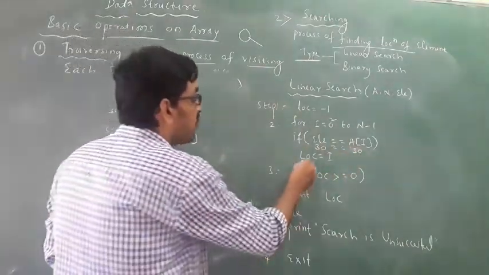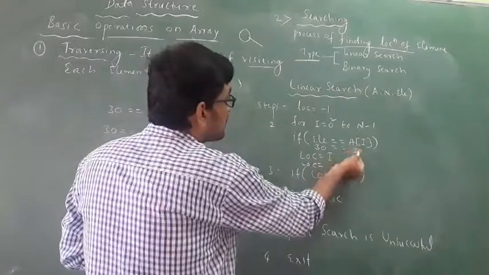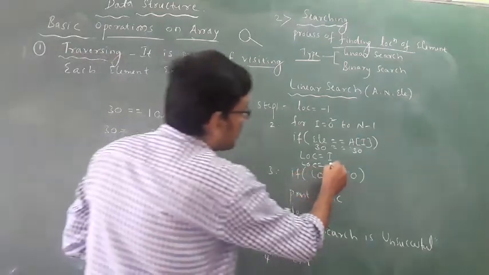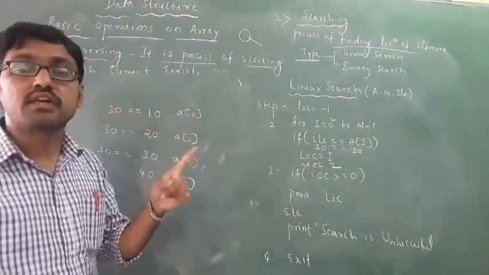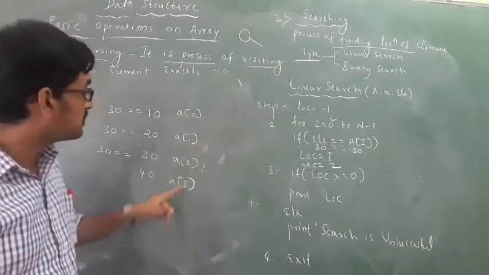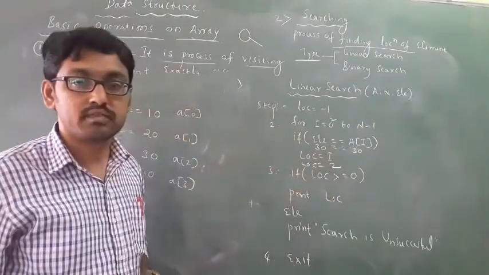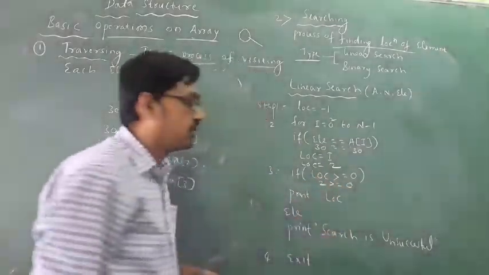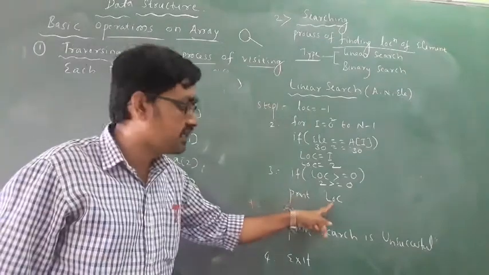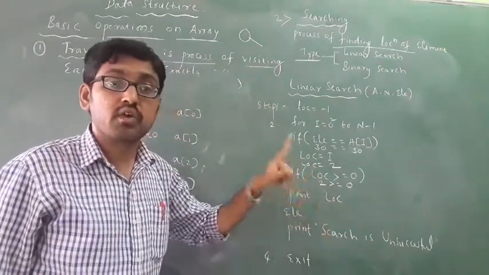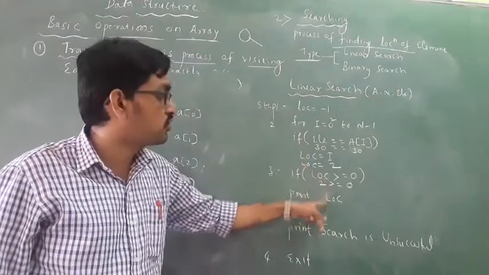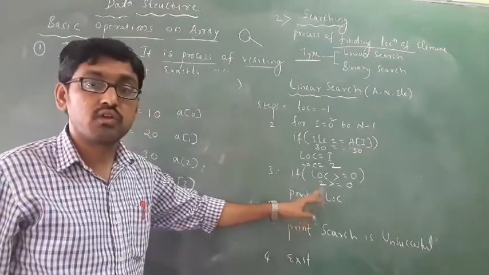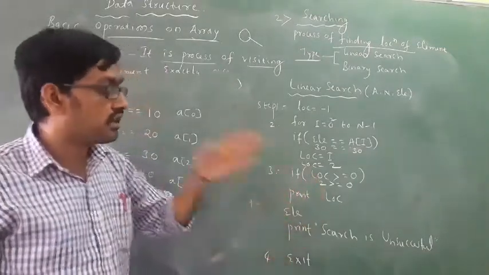Yes, so location equal to i. How much is i there? i means location, which is 2. Where is 30 stored? In location 2. Then location is 2, and 2 is greater than or equal to 0. Yes, so print loc, meaning you get location 2. Your 30 element is stored in location 2. Otherwise, search is unsuccessful.